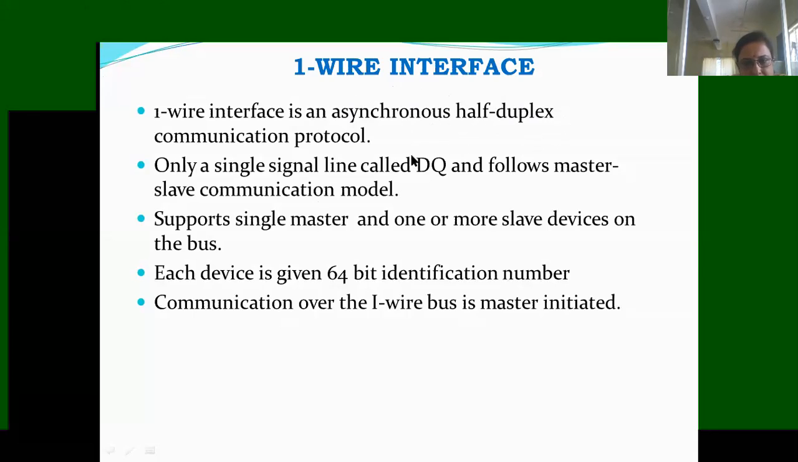That means at a time, the transmitter, which can be a master, can send the data to the slave, or a slave can send the data to the master. Both sides cannot transfer data simultaneously. And here only a single signal line called the DQ line is used. Here there will be only a single master, and one or more devices will be connected on the bus. And for the address bus, a 64-bit address is used, right?